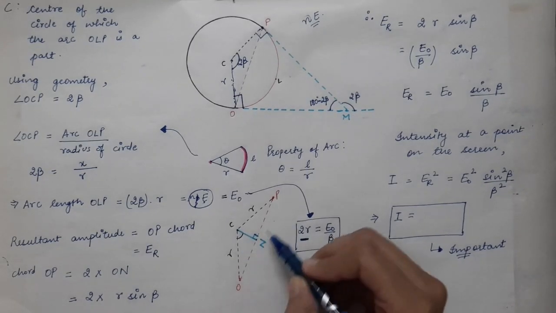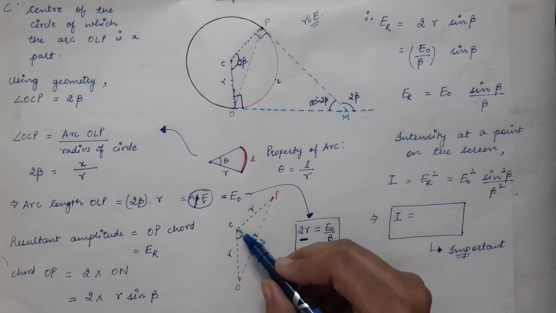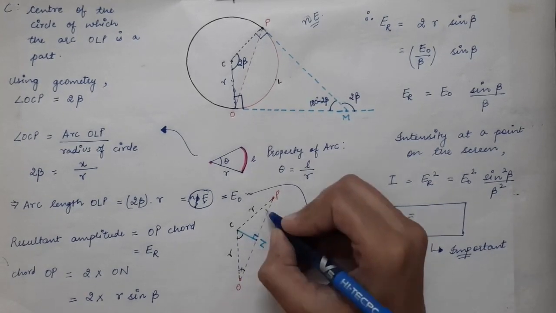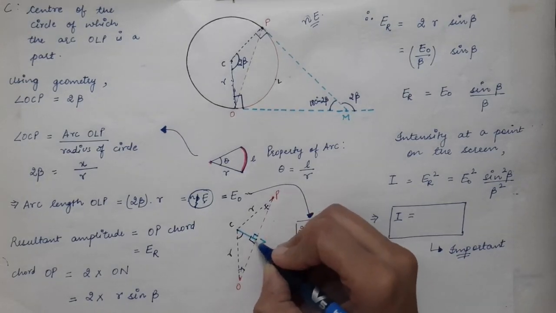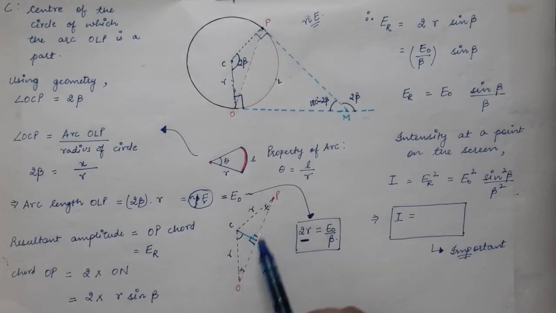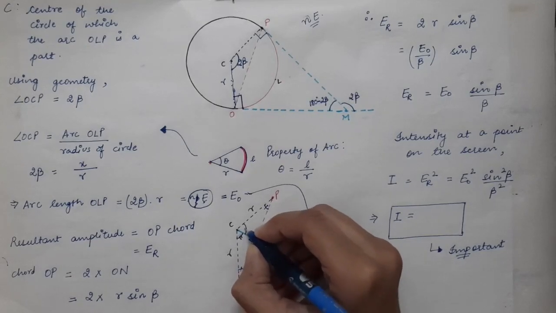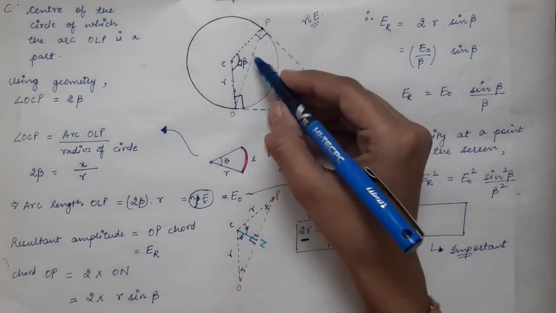In this particular triangle, you can see it is an isosceles triangle because this side is equal to this side. So this angle will be equal to this angle, and similarly these two angles will be 90 degrees because we have drawn a perpendicular bisector from point C on the length OP. Using the properties of the triangle, we can see that this angle will obviously be equal to this angle. Now the total angle is equal to twice of beta.